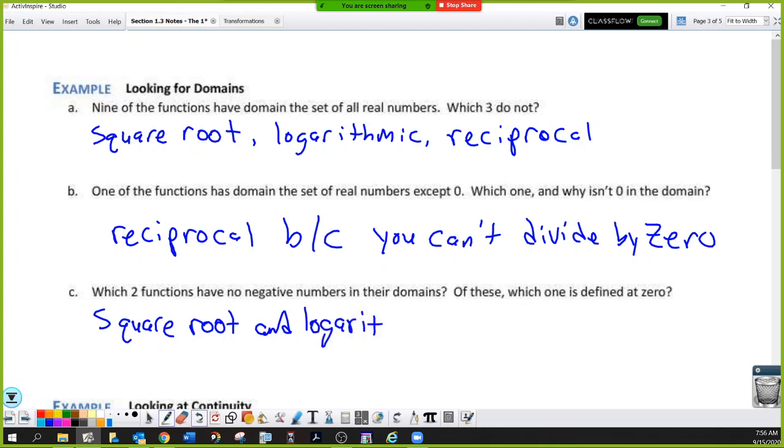Whoa. Combine my H and my M. There we go. So we have square root and we have logarithmic. Which one is defined at 0? You could take the square root of 0. So square root is defined at 0. Cheating and just writing it underneath it.